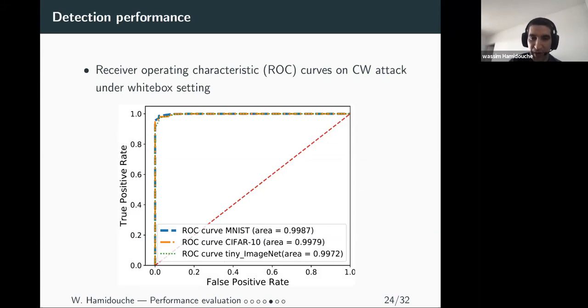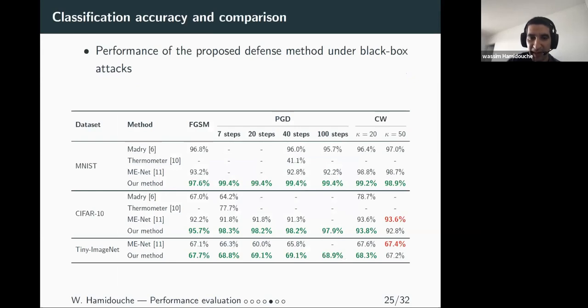Sorry. So now we showed the performance of only the detector. As we can see with this detection solution, we can perform a very high detection accuracy with a very low false positive. Now we will see the performance of the denoising.